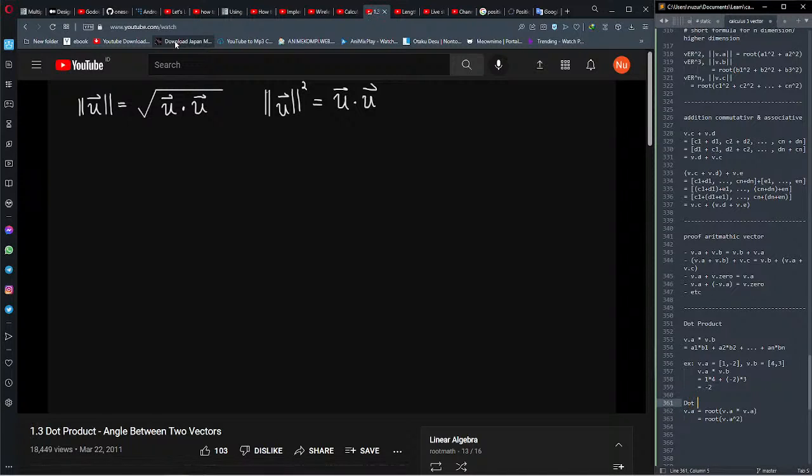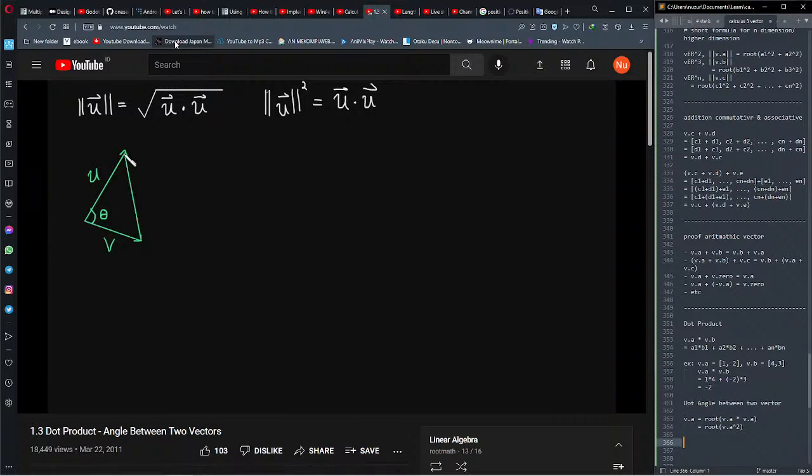What else? Well, the more interesting thing that happens has to do with the angle between two vectors. So let's say this is u and this is v, and this is theta.